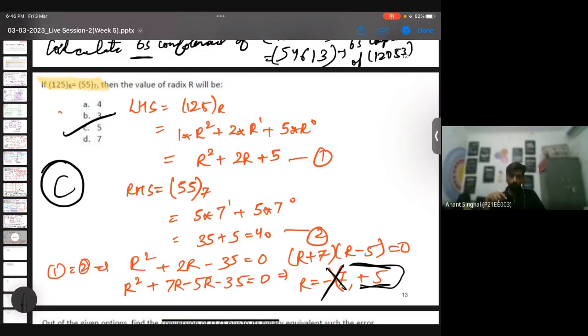So this is a similar question that we covered earlier in this session only: how can you find a different number system or a different base of a particular number? So we have found out that 125 in base 5 is the same as 55 in base 7.